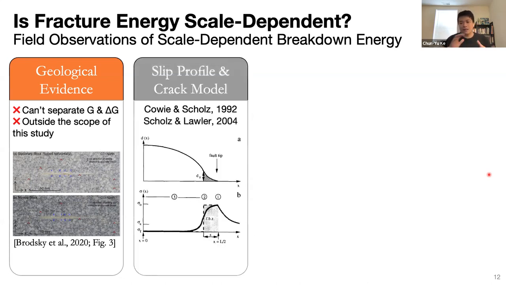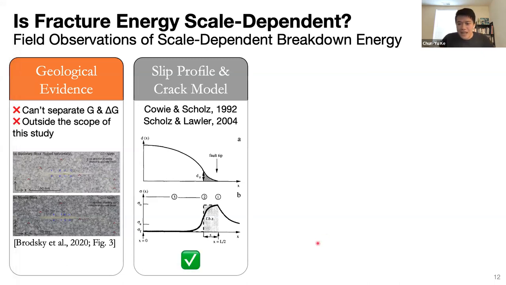And second, a slip profile and crack model. From Coe and Schultz, 1992, they see a tail on the slip profile, and it spans about 20% of the overall rupture length. They call this region the friction breakdown zone and propose a bell-shaped model, as the slip profile looks like a bell. As we do have ruptures that arrest within the fault in our experiments, this is something that we can test.